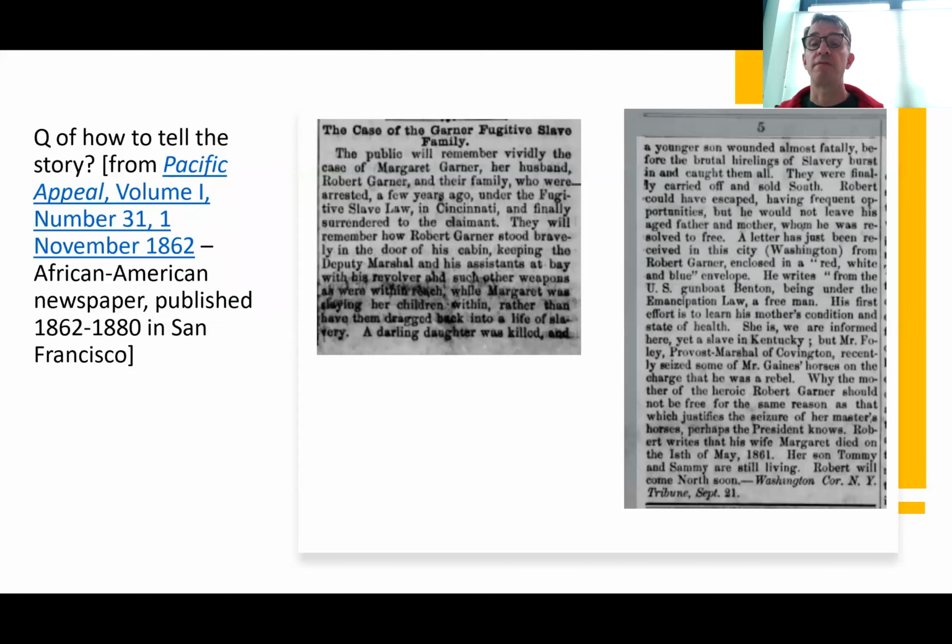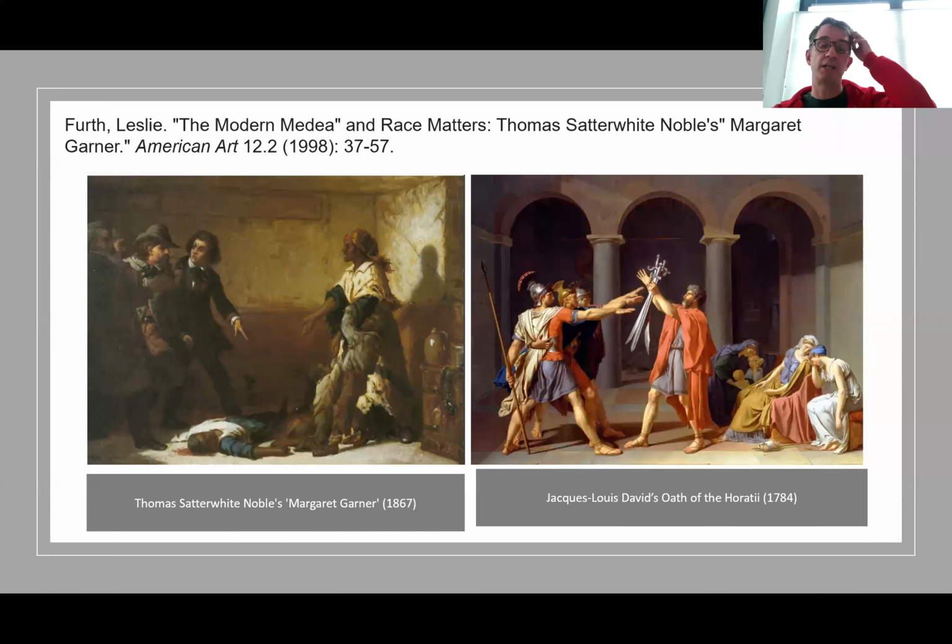Robert could have escaped, having frequent opportunities, but he would not leave his aged father and mother, whom he was resolved to free. Later on, it calls him the heroic Robert Garner. So here is a story that is highlighting the contributions of the husband rather than focusing on Margaret Garner. And I think that's also an interesting way to tell the story. Of course, Robert survived the war. Margaret did not. So there are also reasons, I think, that Garner's husband's story is being highlighted here.